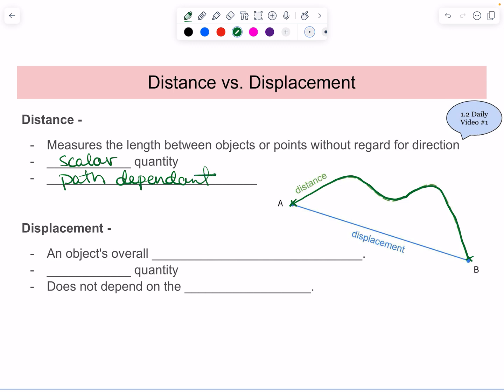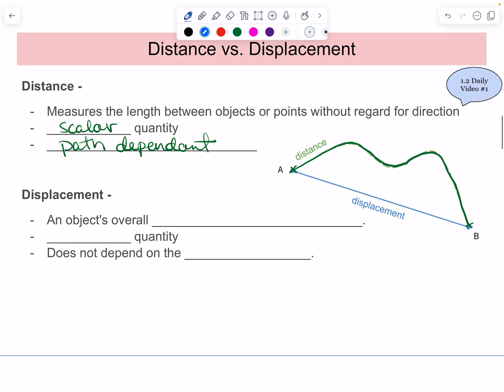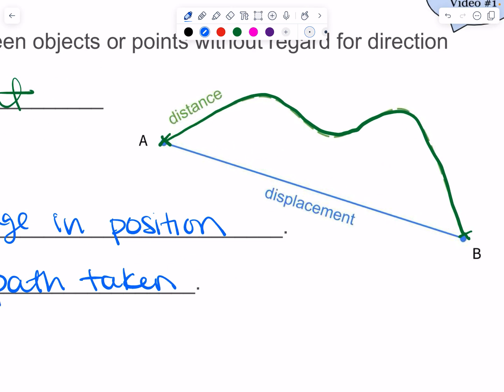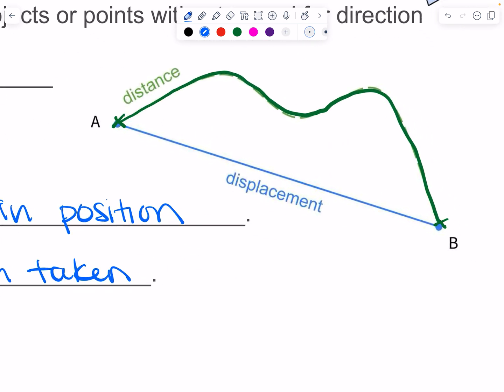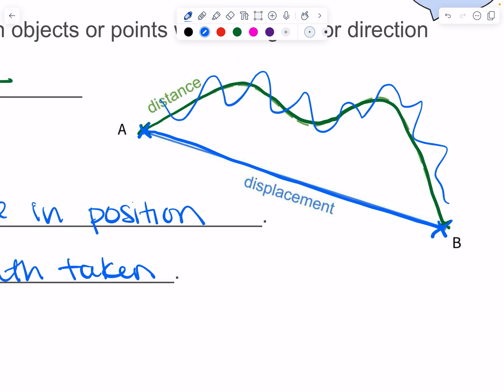Okay. Whereas displacement, as you can see in this diagram, it's an object's overall change in position. Right? It is a vector quantity, which means direction is important, but it does not depend on the path taken. So we can see the difference between distance and displacement is displacement, we just care about where it starts in relation to where it ends. We don't care about anything going on in here, right? Just start to finish.